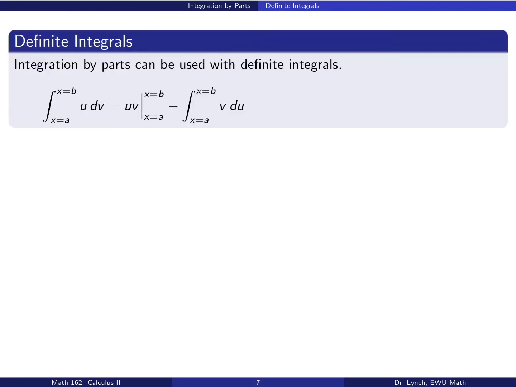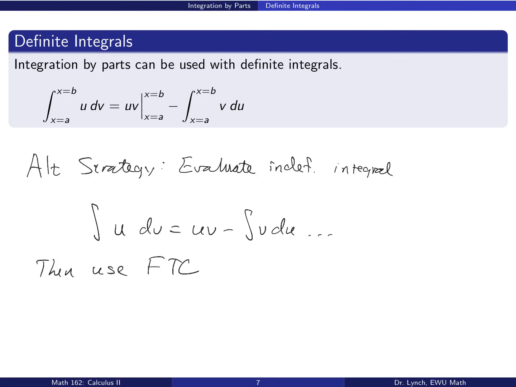So in general, the integral of u dv from x equals a to x equals b is u times v evaluated from a to b minus the integral of v du, again from a to b. And I write these limits here as x equals limits just to remind us that those are x values inside of the definite integral. And just to remind you, an alternate strategy is to evaluate the indefinite integral and then use the fundamental theorem of calculus at the end of the day. So either of those is correct.